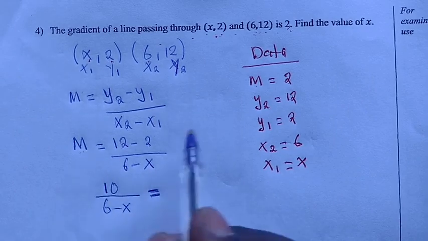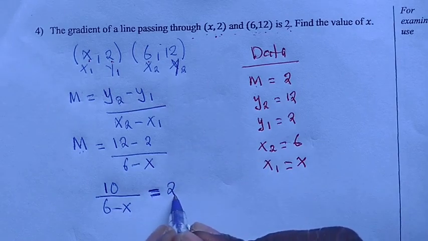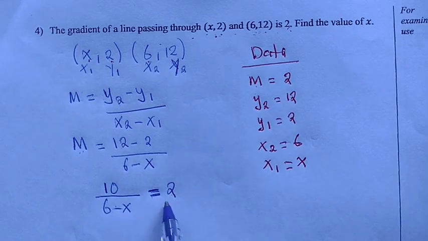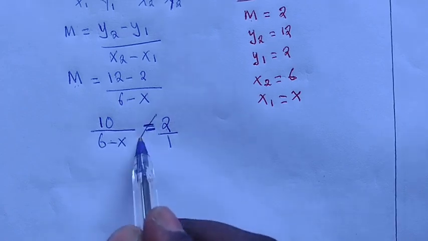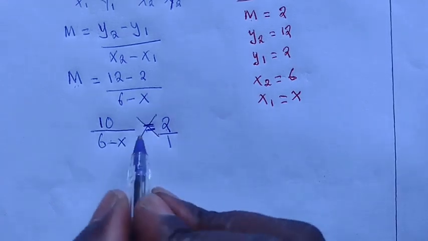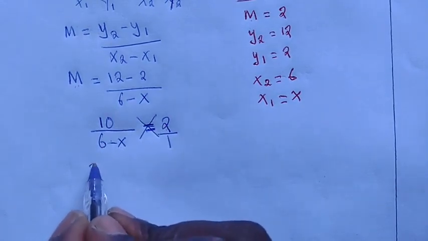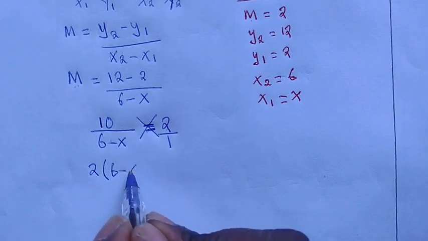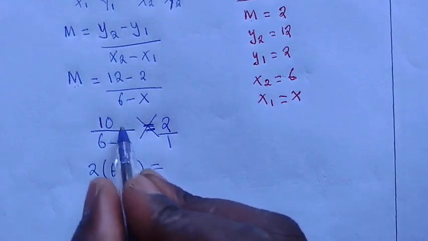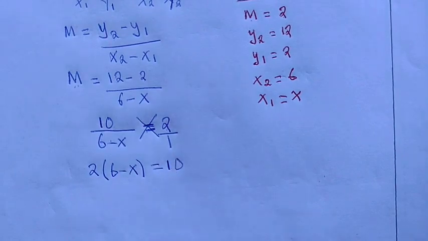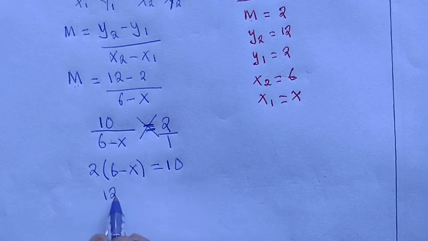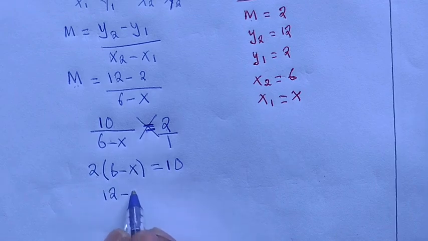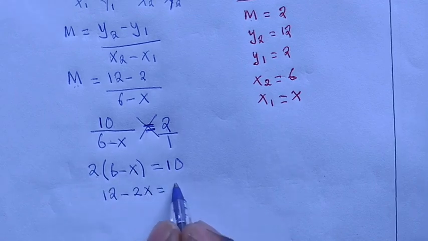Where there is this m, I'll put a 2 because gradient is equal to 2. So this is a fraction, this is not a fraction. We divide by 1. So after dividing by 1, then we need to cross multiply. So this means 2 will multiply 6 minus x. So 2 open bracket 6 minus x equal to 10 times 1. The answer is 10. Then from here, we just need to say 2 times 6. This will give us a 12 minus 2 times x. This is 2x equal to 10.